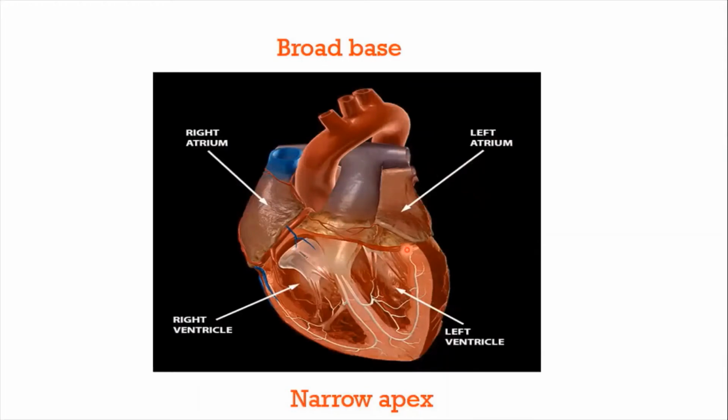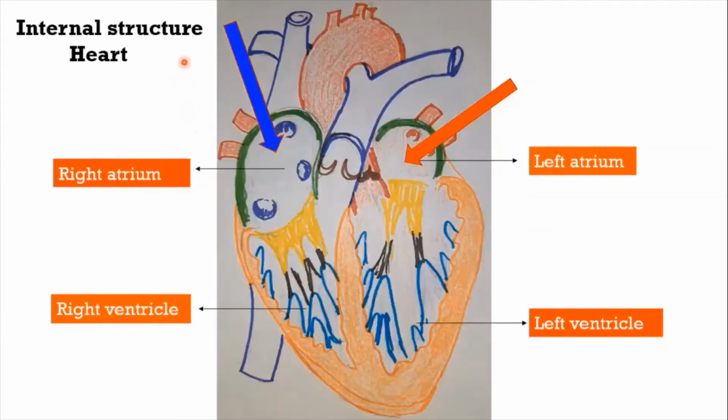This is the four-chambered heart of human beings. It is slightly triangular with a broad base and narrow apex. The two upper chambers are the atria and the two lower chambers are the ventricles. Coming to the internal structure, atria are the thin-walled chambers, the receiving chambers of the heart. They receive blood from different regions of the body.